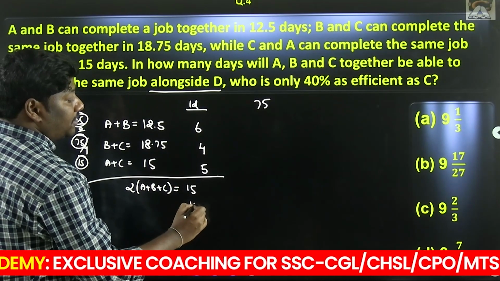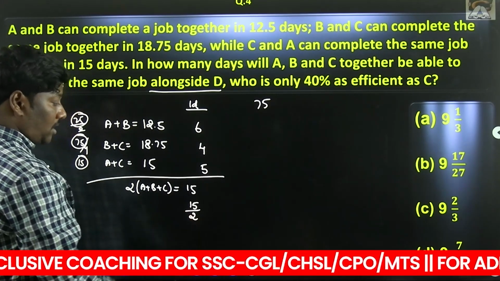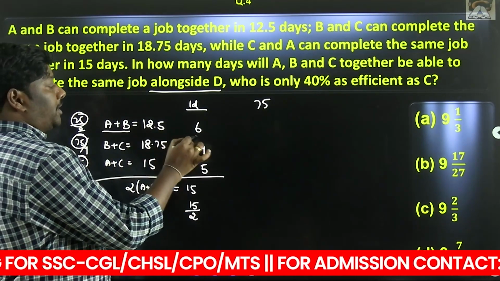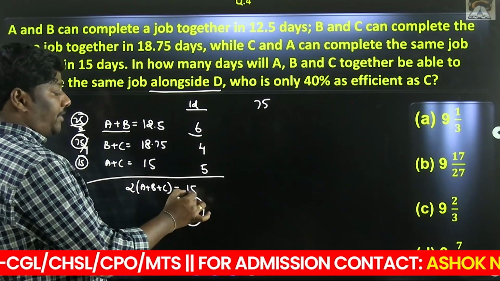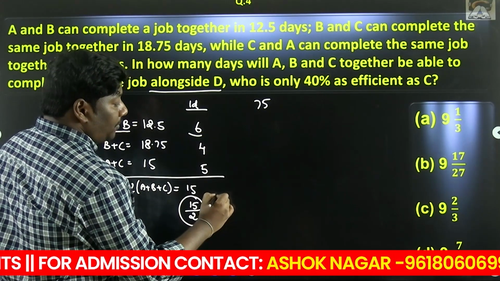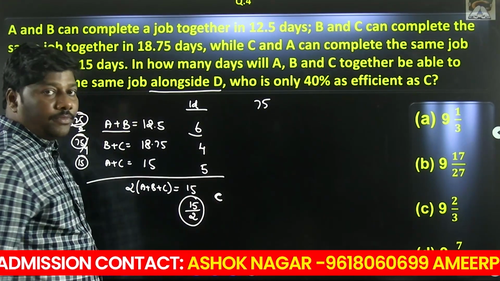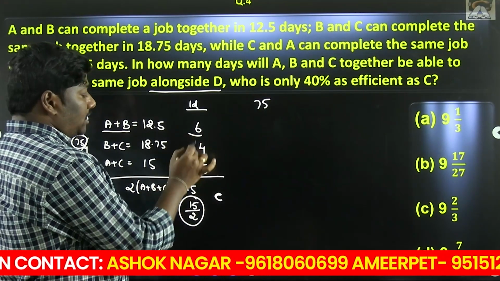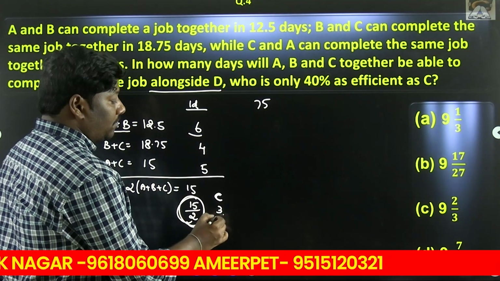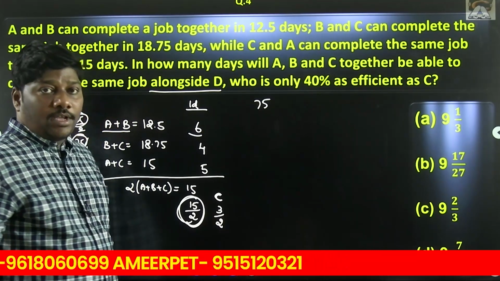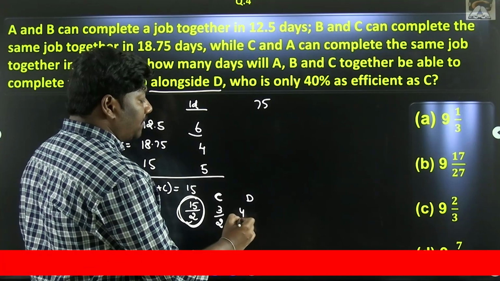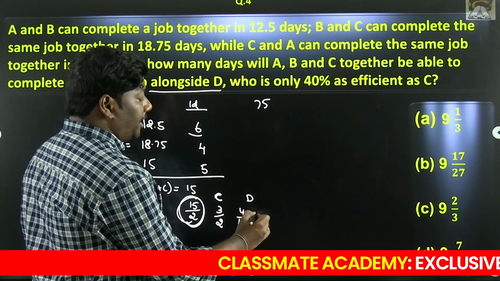Therefore, A plus B plus C is equal to 15 by 2, or else you can say 7.5. A plus B is 6 units. A plus B plus C is 7.5. Therefore, if you take only C, C is 7.5 minus 6, which is 1.5, which is 3 by 2. This is C's efficiency. And what is D's efficiency? D's efficiency is exactly 40%, which means 4 by 10 of 3 by 2.